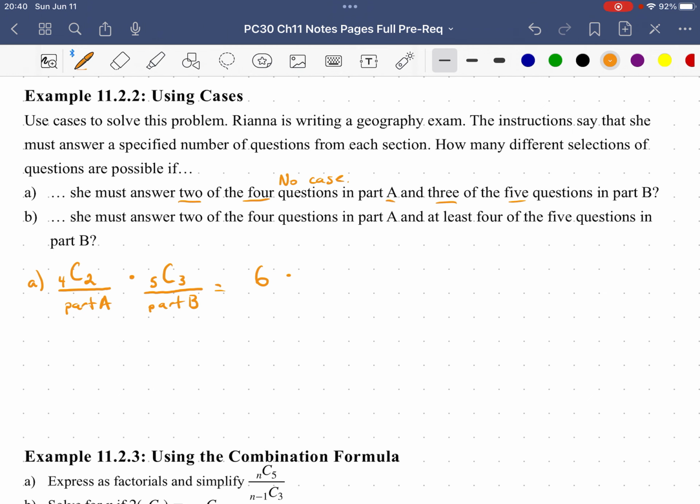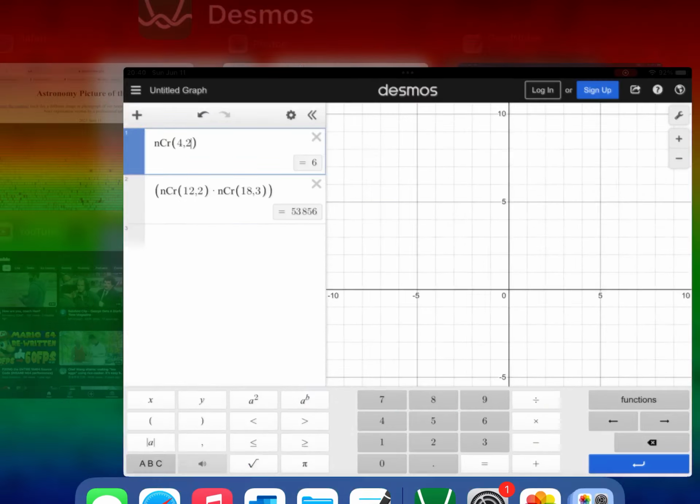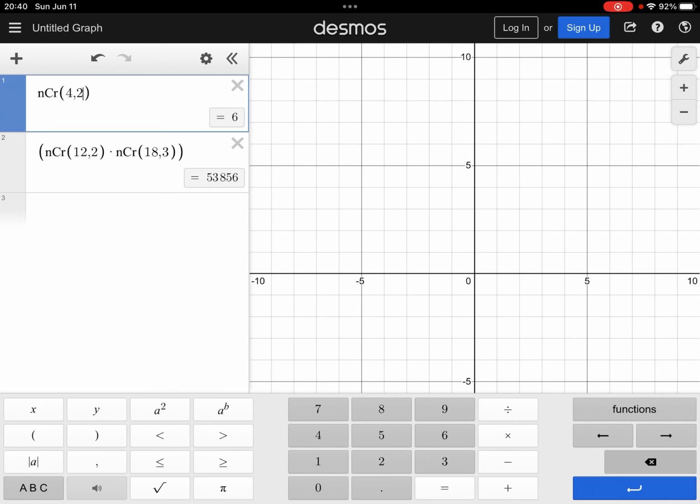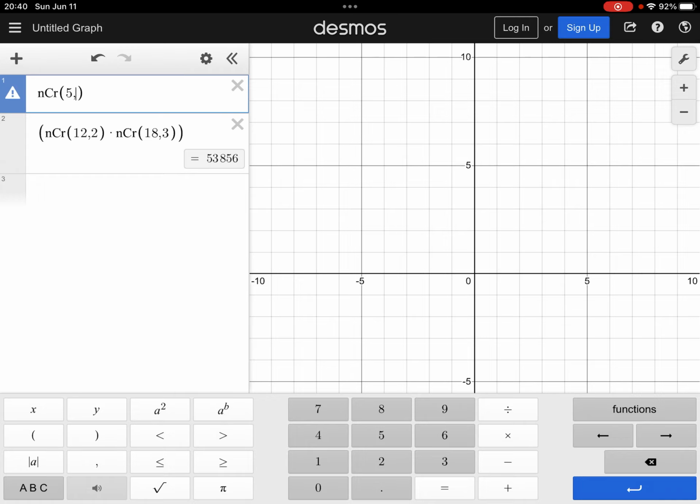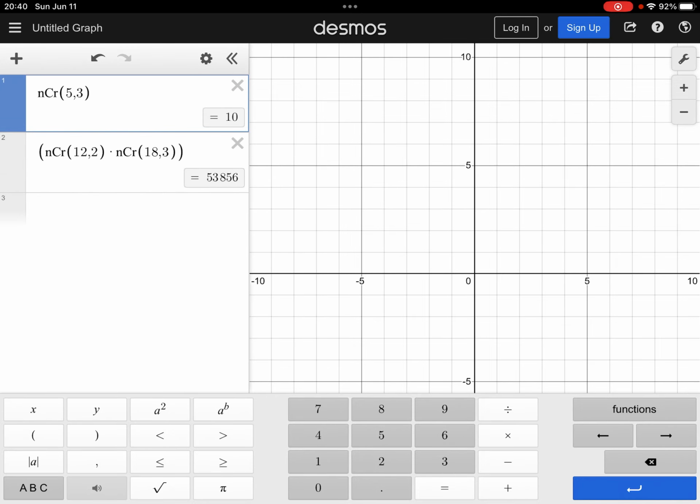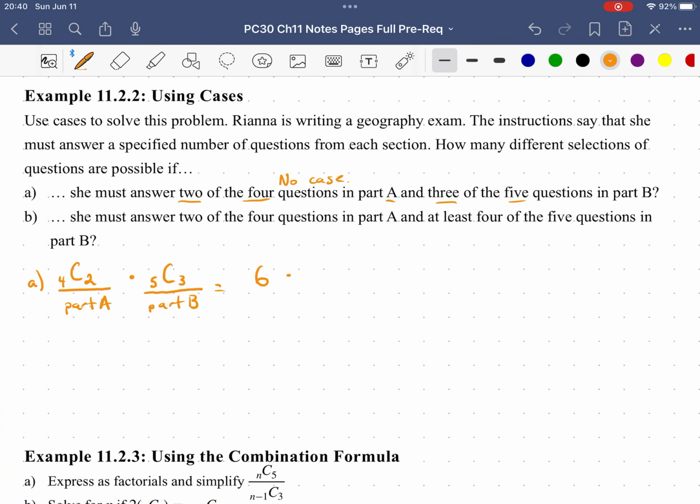And 5 choose 3. Again, that's going to be a pretty small number here. So 5 choose 3. 10. So there's going to be 60 ways. Okay, now I want you to remember, keep these in mind. 4 choose 2 is 6, and 5 choose 3 is 10. So remember these numbers for later on.